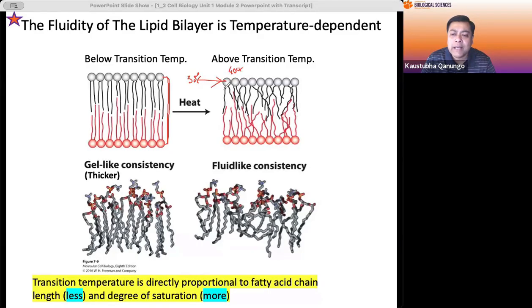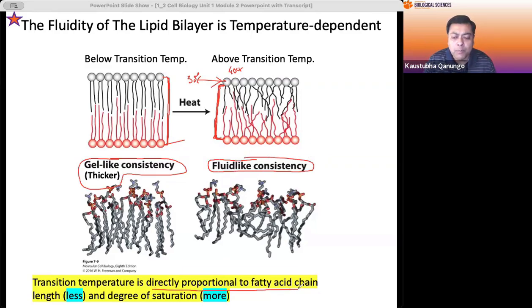See what happens: all these fatty acid tails will start vibrating. These are the random Brownian motion, the molecular vibration, and they will pack to each other, and see, the thickness of the membrane is reduced. So right here, this is a much narrower membrane compared to that, because some of the fatty acid tails have gone into this space. This one has a thicker, gel-like consistency, and here you have a fluid-like consistency. And the transition temperature is directly proportional to fatty acid chain length, less, and degree of saturation, more.